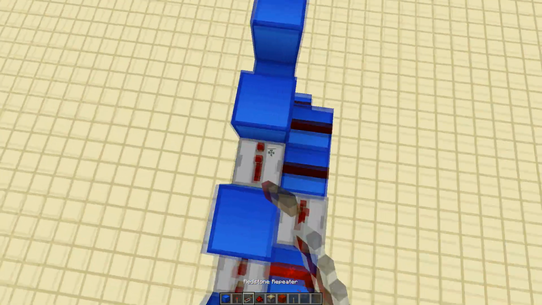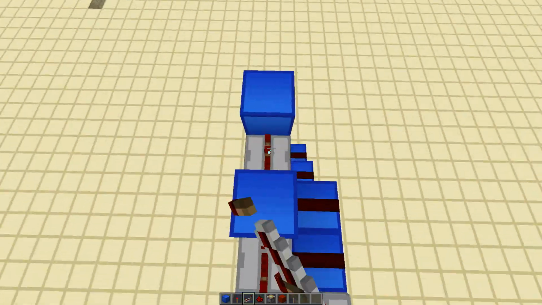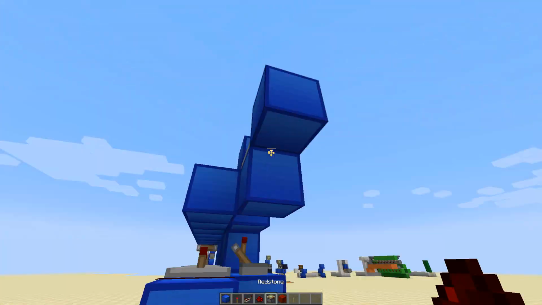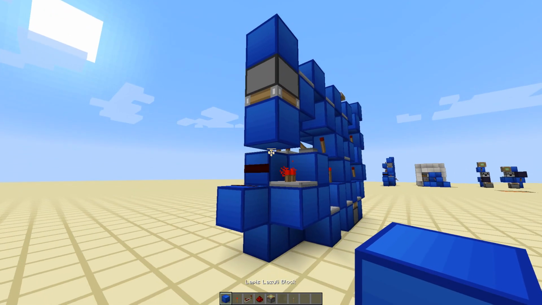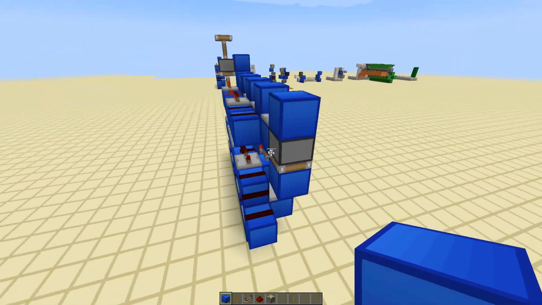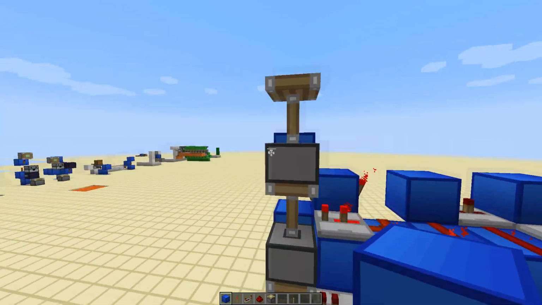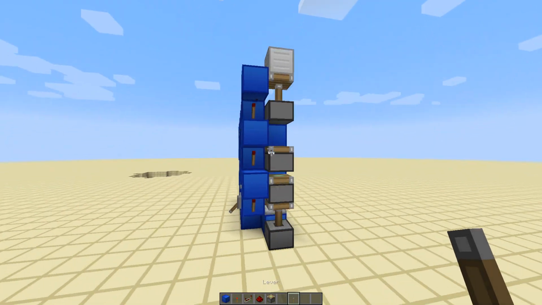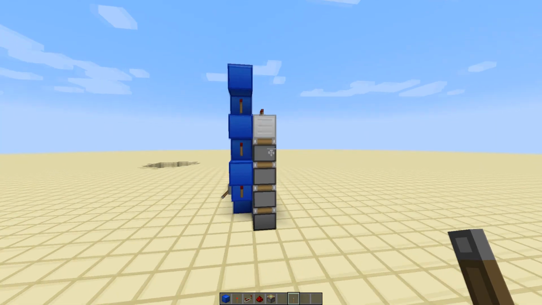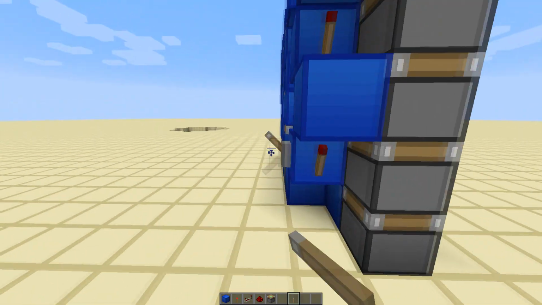And then we will have two four tick delay repeaters. And right here we need to have a sticky piston going down with a block right here. And I think we should be done. Yeah, we are actually done. So let's take a look at it extending. Looks really good, and it is working perfectly.